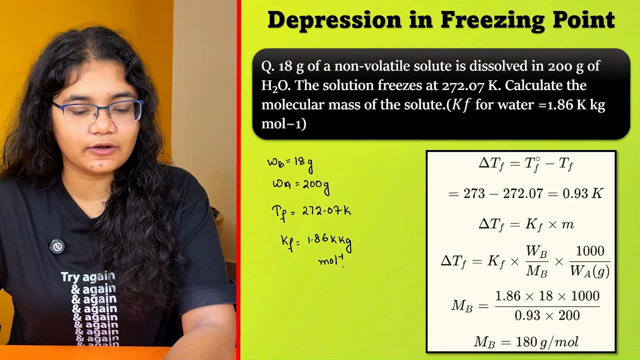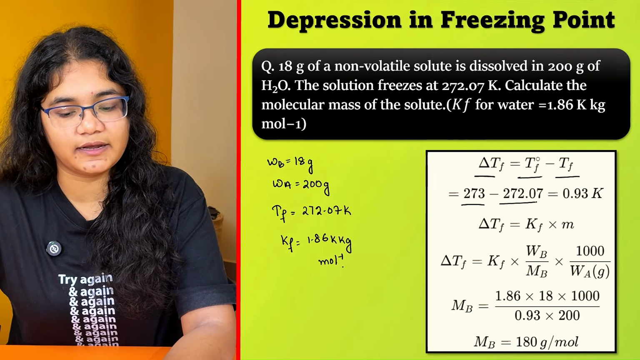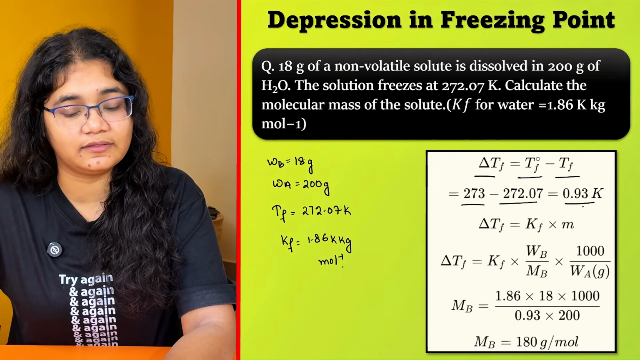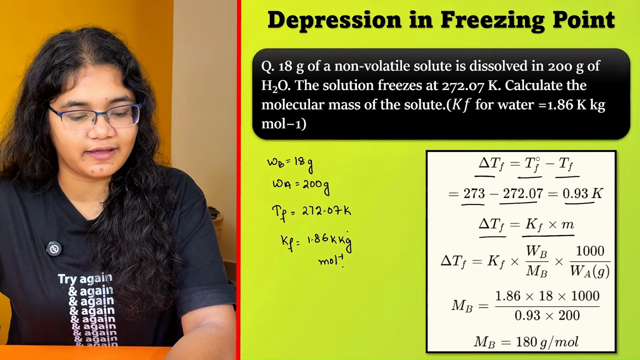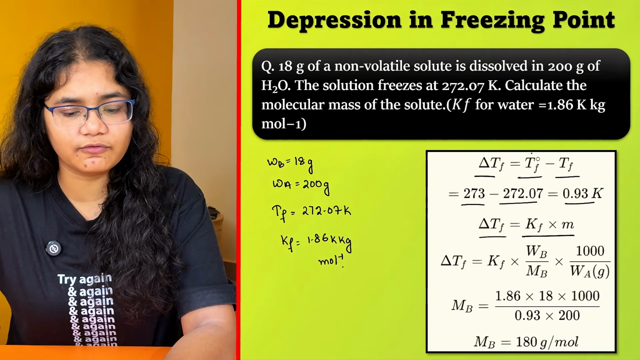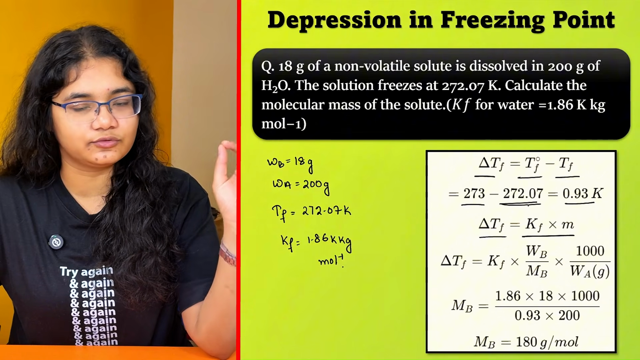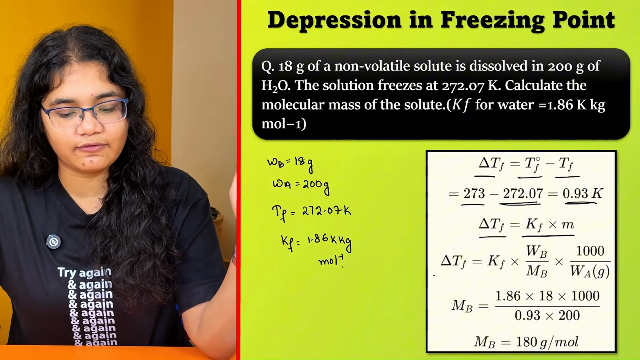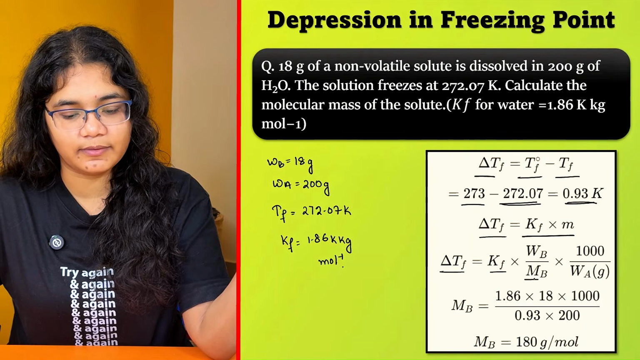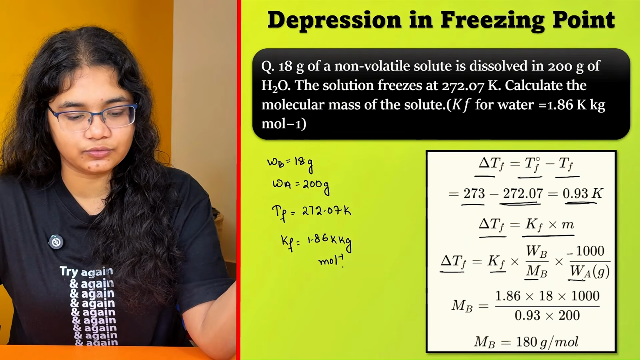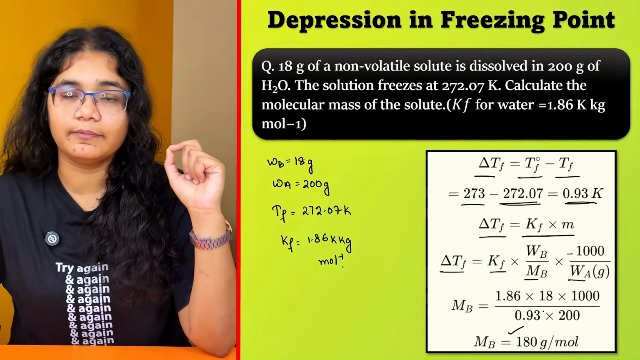Okay, so how can we calculate? Delta Tf is equal to T naught F minus Tf, and 273 minus 272.07, that is 0.93 Kelvin, and delta Tf is equal to Kf into m. So I can substitute the value of delta Tf. For water, you know, the freezing point is 0 degree Celsius or 273 Kelvin, and the given value is 272.07. So delta Tf I have already calculated. Kf value is given in the question. WB I know, 18 gram. MB I have to calculate, times 1000. WA is 200 grams, right? So just substitute everything, and then you will calculate MB as 180 gram per mole.